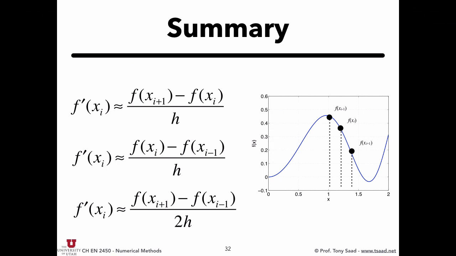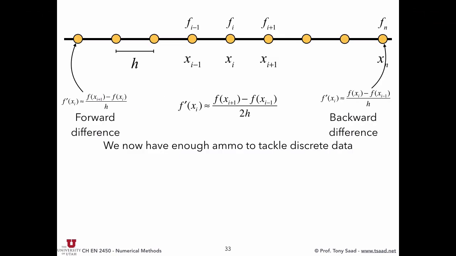So now we have enough ammo to tackle discrete data, because the challenge was we couldn't use the forward difference formula at the end point on the right. So we developed the backward difference formula. But then we realized, well, we can get higher order accuracy with only 2 points.